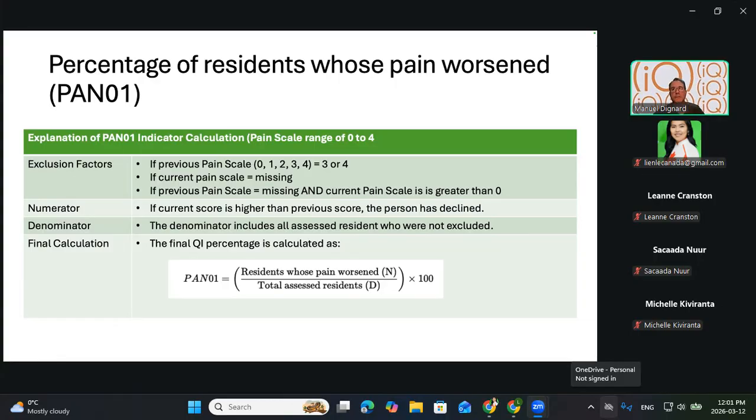So for calculation, if your previous pain scale was already 3 or 4, it's at the worst end. You can't get worse. So we're not going to look at you. If any of the data is missing or the previous data is missing, we're not going to look at you. Now, pretty straightforward, right? If the current score is higher, then you've declined, you have more pain, you will trigger this indicator.